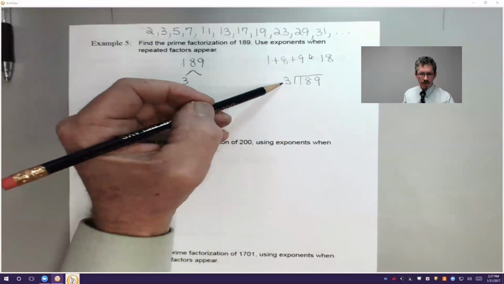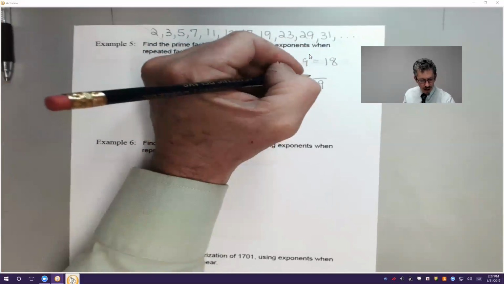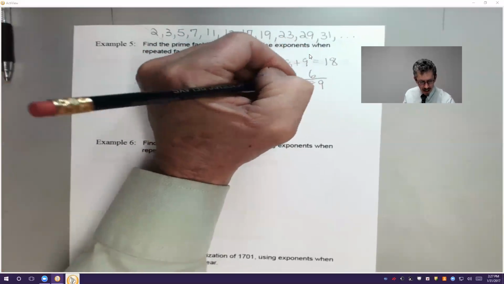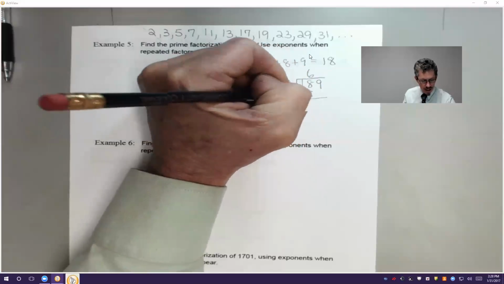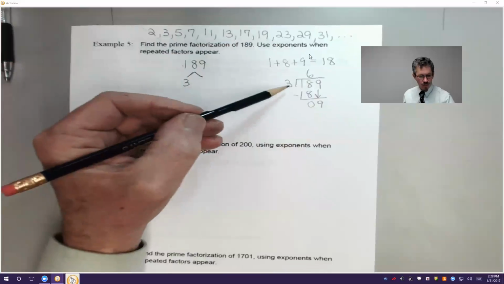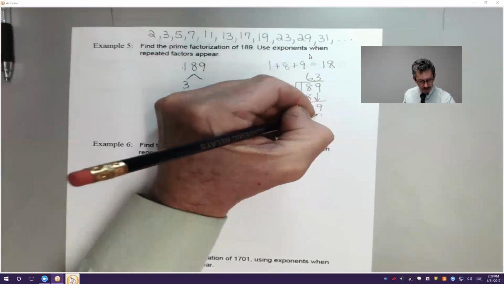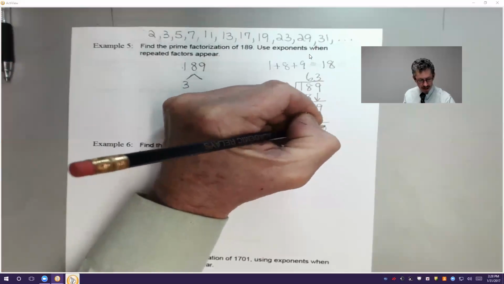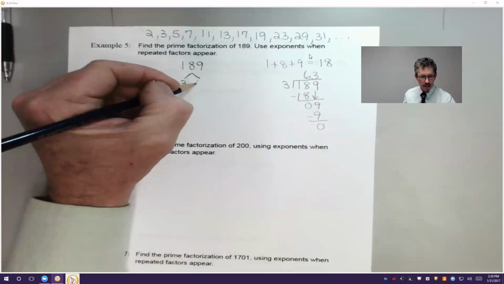1 is not big enough for 3 to divide into it, but 18 is. 3 goes into 18 6 times. 6 times 3 is 18. When we subtract, we end up with 0. Bring down the next digit, 9. And 3 will divide into 9 3 times. 3 times 3 is 9. When we subtract, we get 0. So the other factor is 63.